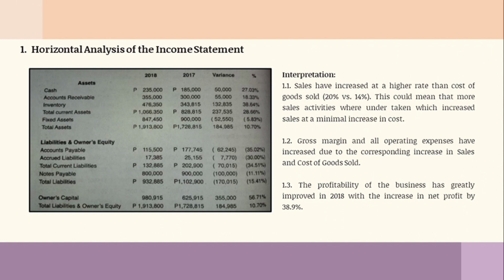Same ta ito nga process, sunod-sunod ta. Nga dinakit sa interpretation, number 1. Bagaw, sales have increased at a higher rate than cost of goods sold. So, sa makikita man diba ni sa picture, ang sales naghataas siya 20% while ang cost of goods sold is 14%. This could mean that more sales activities were undertaken which increased sales at a minimal increase in cost. So this means na an company was able to generate more revenue with a relatively smaller increase in the direct cost.